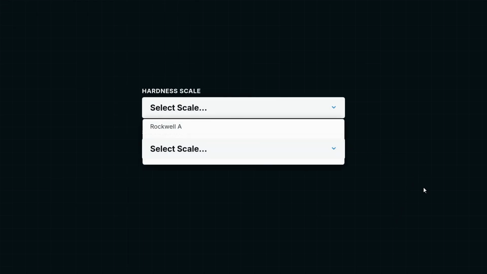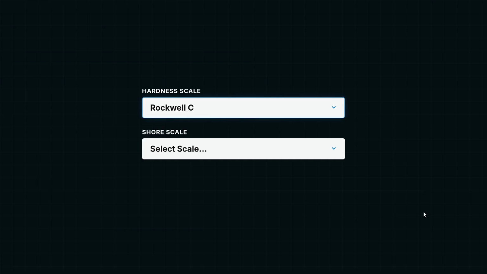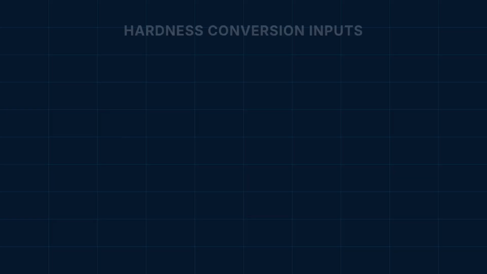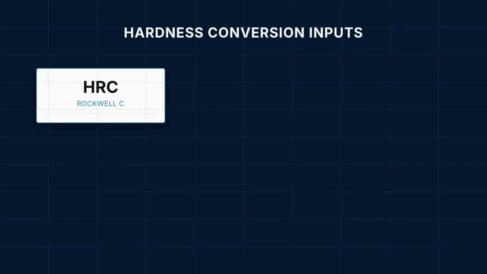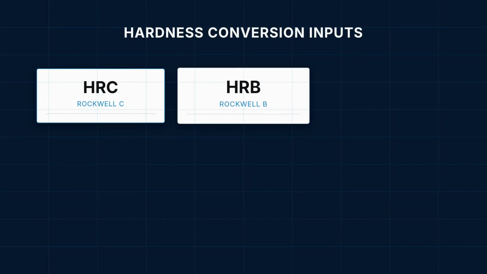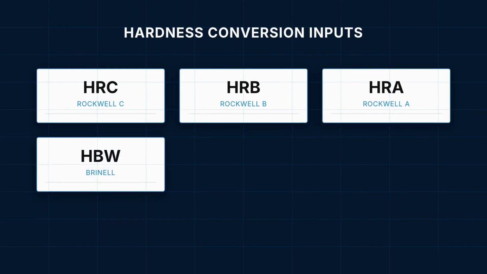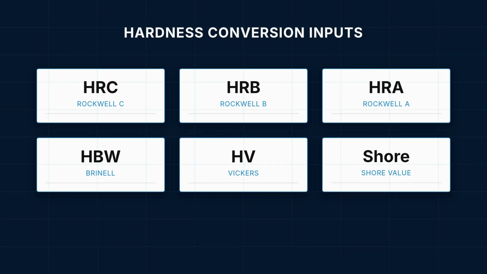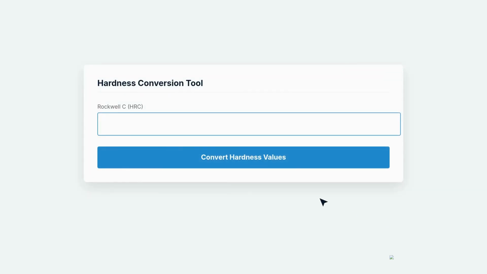There's also a Shore scale drop-down where you can pick between Shore A for elastomers or Shore D for harder plastics. The calculator has 6 input fields: Rockwell C hardness HRC, Rockwell B hardness HRB, Rockwell A hardness HRA, Brinell hardness HBW, Vickers hardness HV, and Shore hardness value. For our example, I'll enter 10 in the Rockwell C field and click Convert Hardness Values.